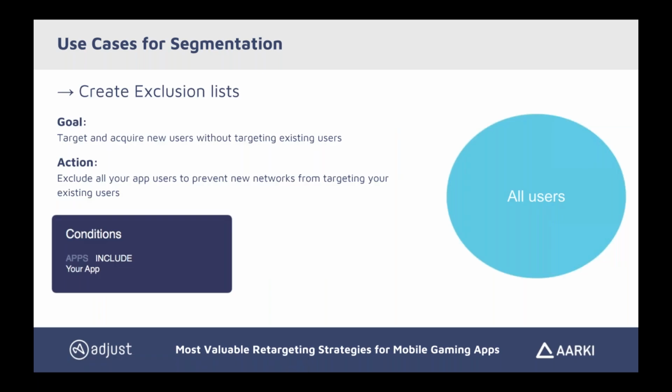So some of the use cases when segmenting lists can vary. However, one of the greatest ways to start is when you're creating exclusion lists, if your goal is to target and acquire new users without targeting existing users. So you want to make sure that you're really being aggressive with your ad spend, but understanding that you're spending this wisely. So to do so, you would exclude all of your app users to prevent new networks from targeting your existing users.